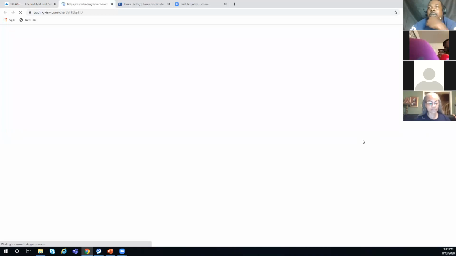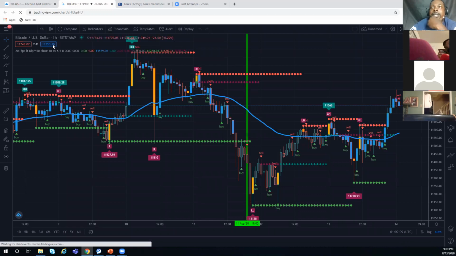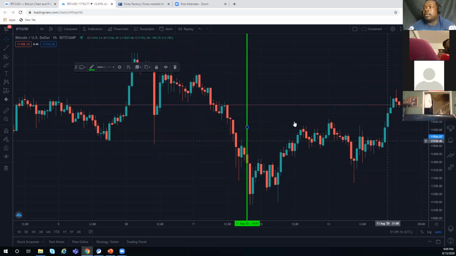So the first thing I want to look at is the notorious BTC USD, and I'm just using this to look at certain levels. I do have an indicator here, I'm going to remove it. I've been looking at Bitcoin a while. Just caught that good buy right there for a little bit.